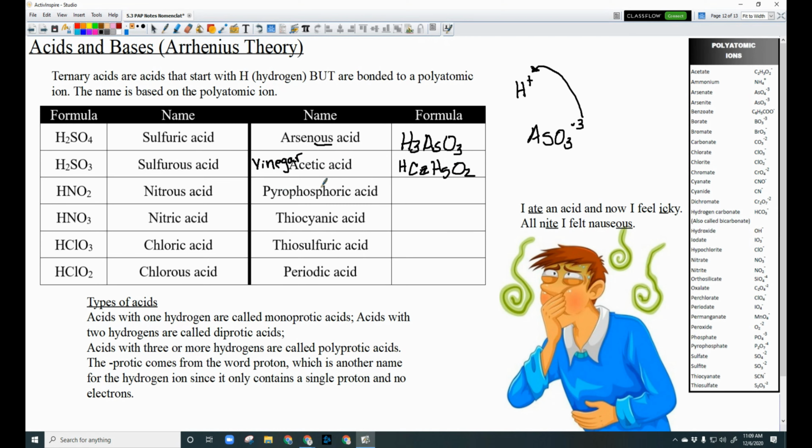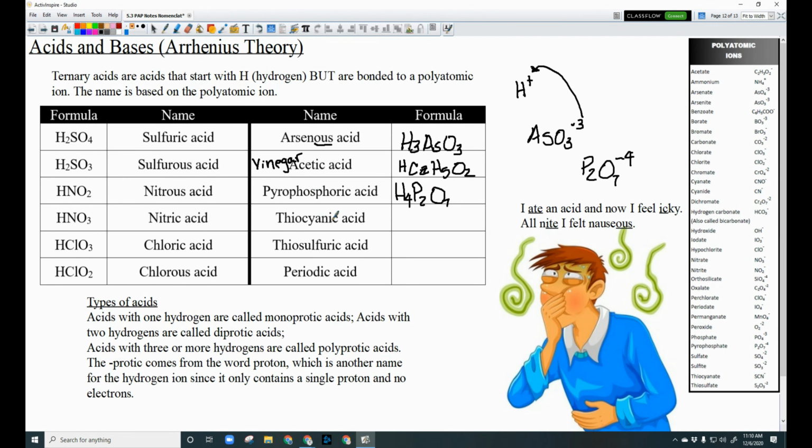Pyrophosphoric. So this is pyrophosphate. Pyrophosphate. So let's go down here. Pyrophosphate. So that's P2O7, and it has a negative 4 charge. So it's going to need 4 hydrogens. So it's going to be H4, and then write this, P2O7. Okay, pyrophosphoric acid.